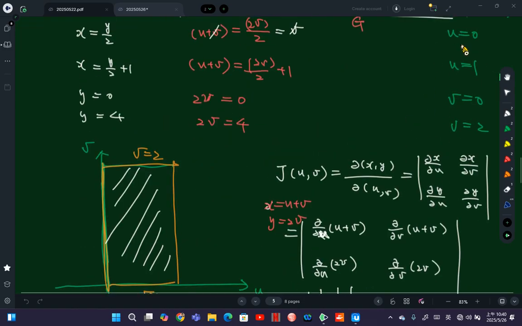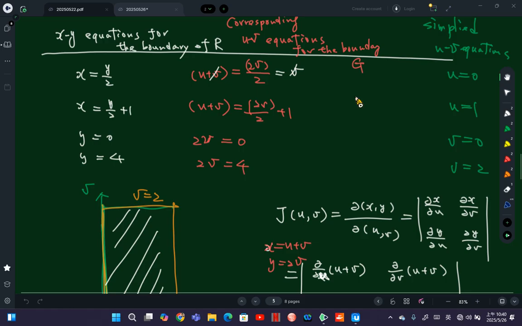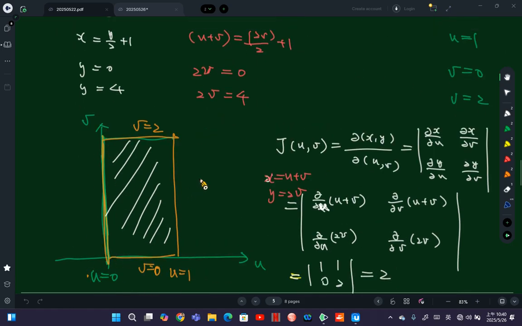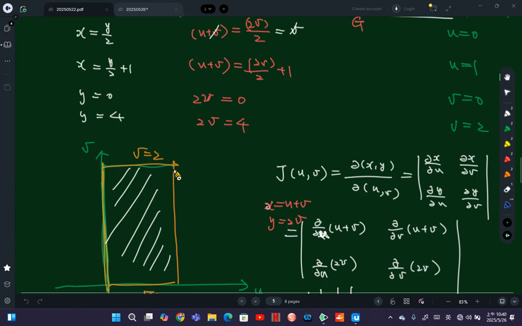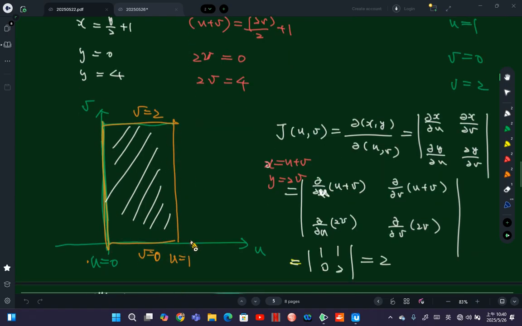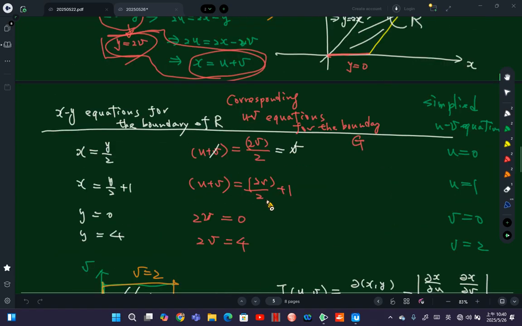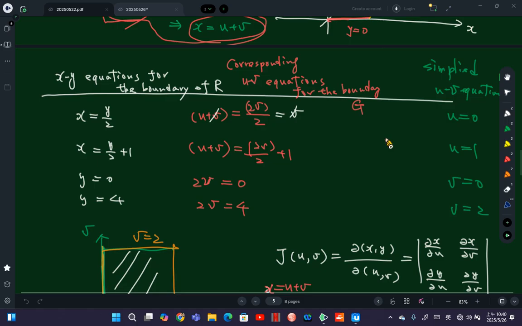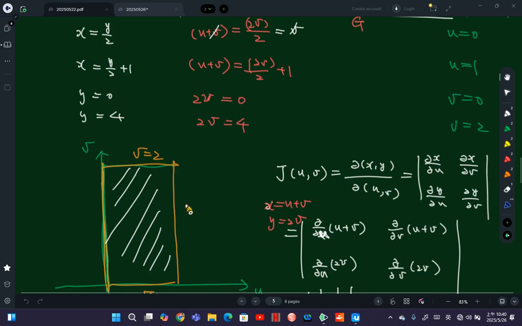After that, you can draw the region just like this one. U is equal to 0, so we're here. U is equal to 1, so u is equal to 1 is here. Then v is equal to 0 and v is equal to 2. So finally, the original region of the integration is this one, and the converted region for the new integration will be here.